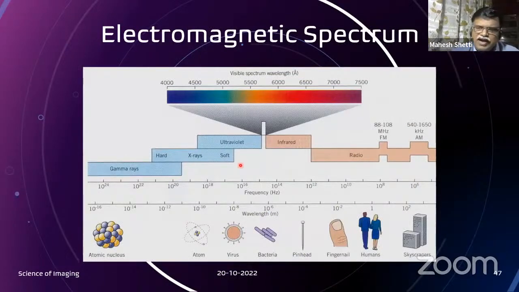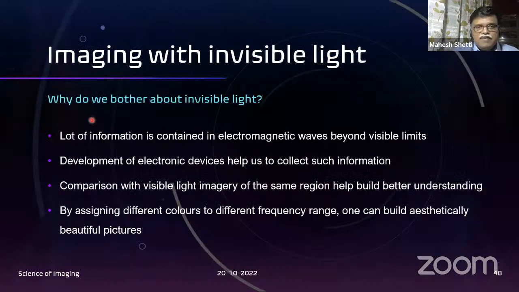The electromagnetic spectrum is wide. The visible light is a very small region. You can click pictures in ultraviolet, you can get pictures in X-rays, you can get pictures in gamma rays, and in different regions. So imaging with invisible light, why do we even bother about invisible? Because a lot of information is contained in the electromagnetic waves beyond the visible light limit. Development of electronic devices helps us to collect such information, and comparison with visible light imagery of the same region can help us build better understanding.